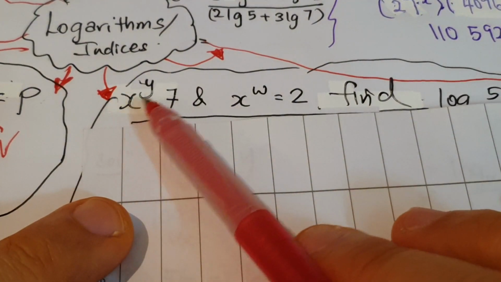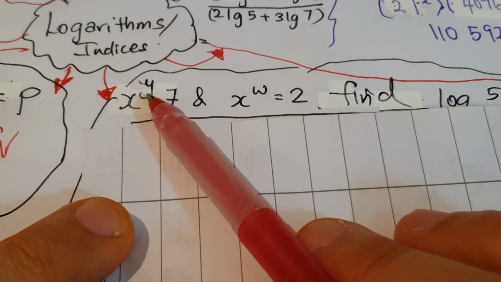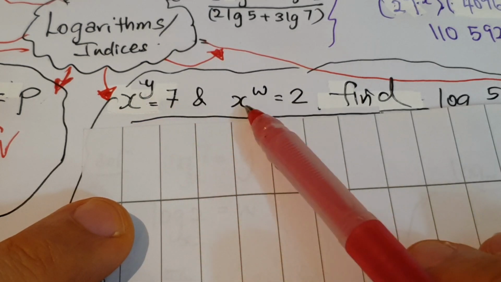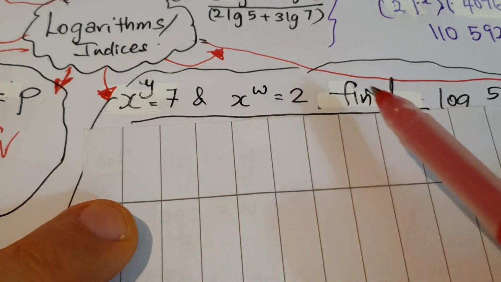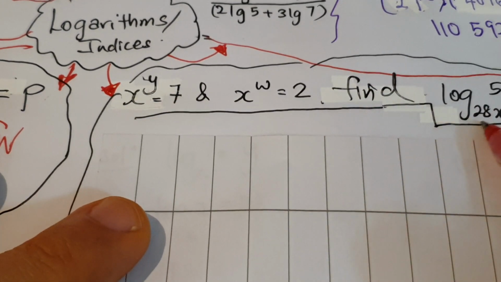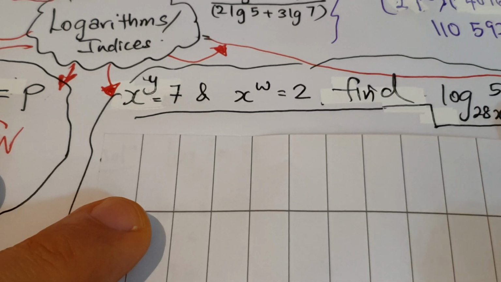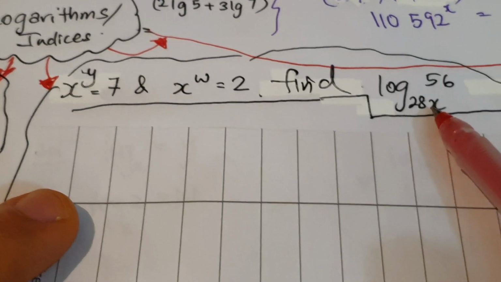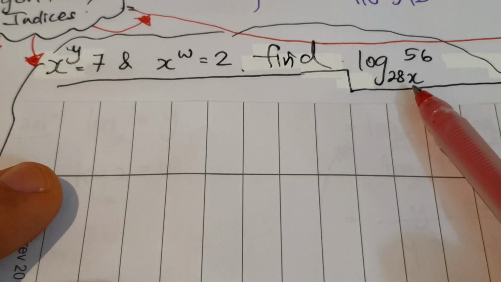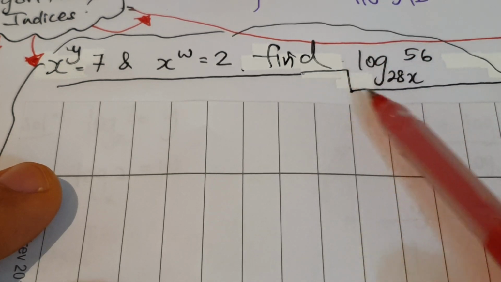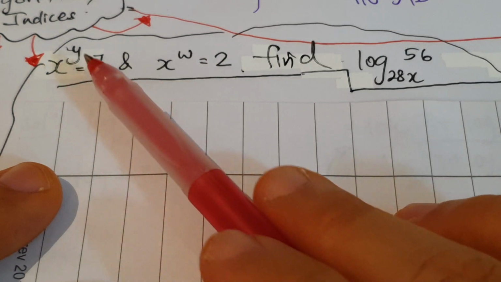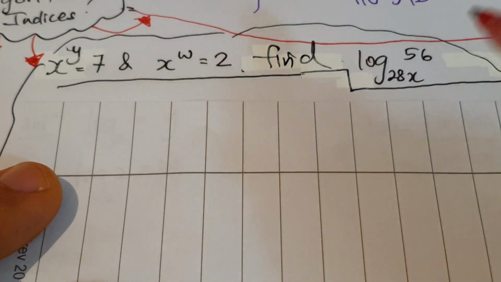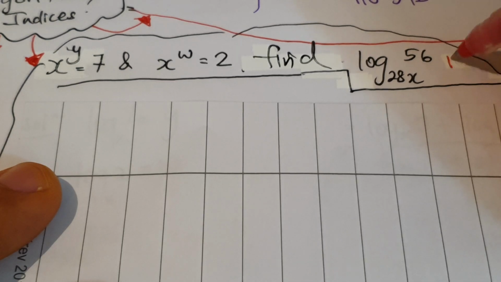Okay, from the TYS. Somebody asked this. You are given that x to the power of w equals 2, and x to the power of y equals 7. You are asked to find the logarithm of 56 base 28x. So how do you do this question? They want you to find this in terms of y and w.